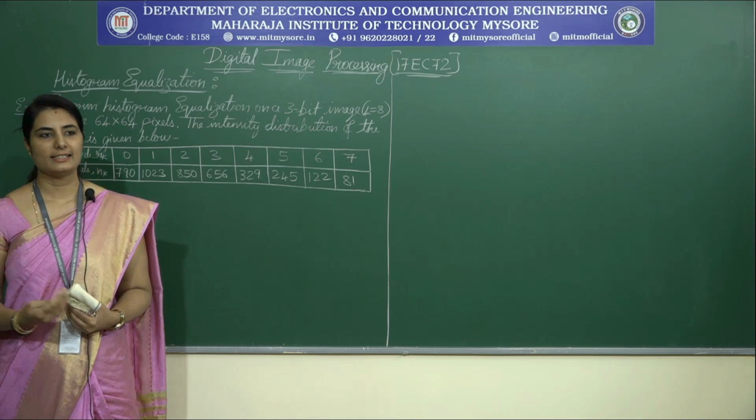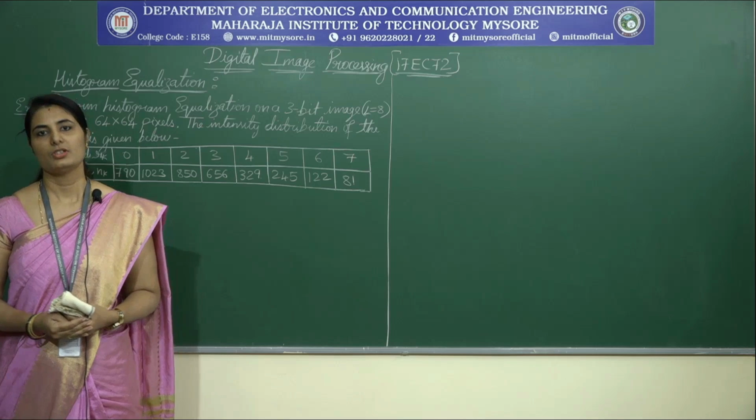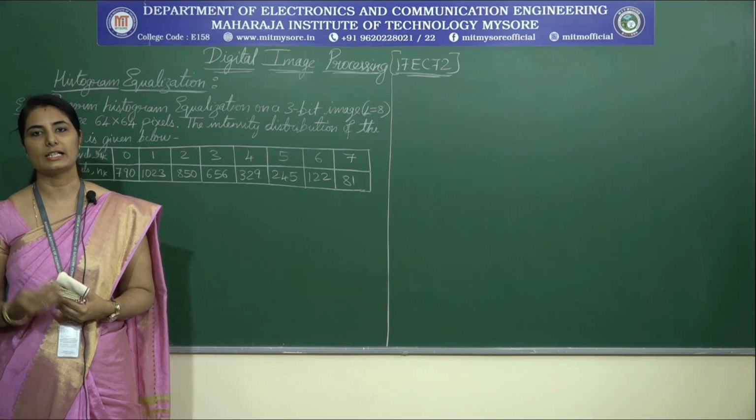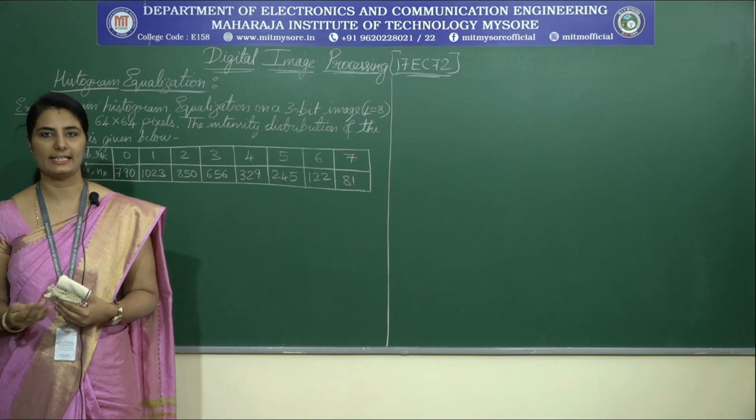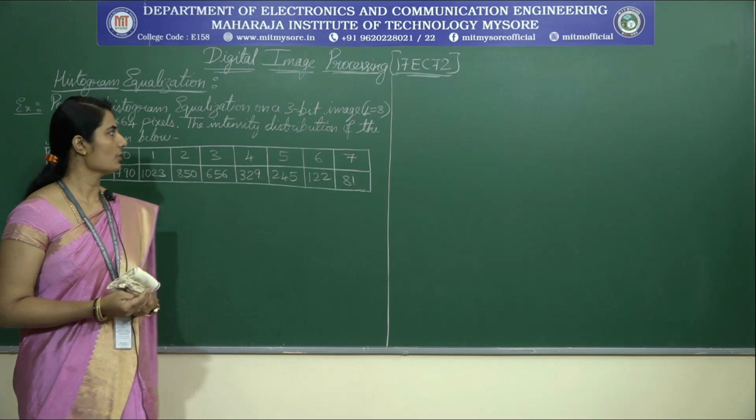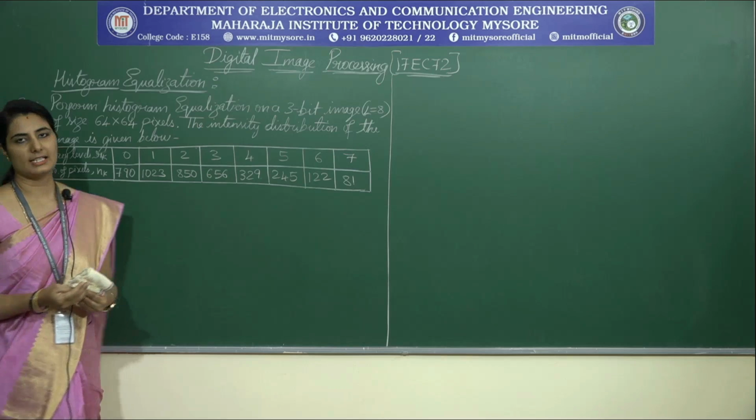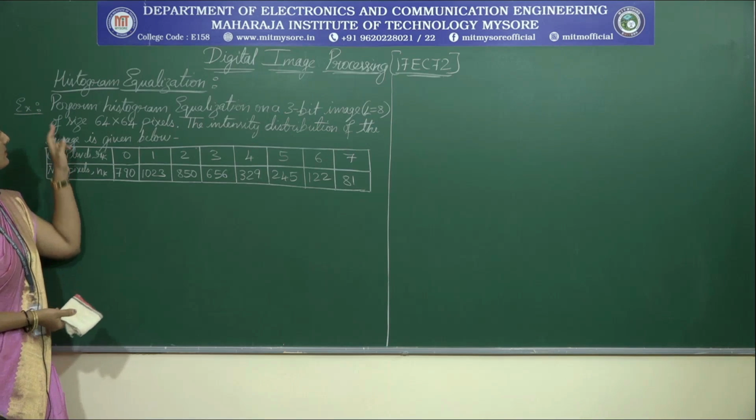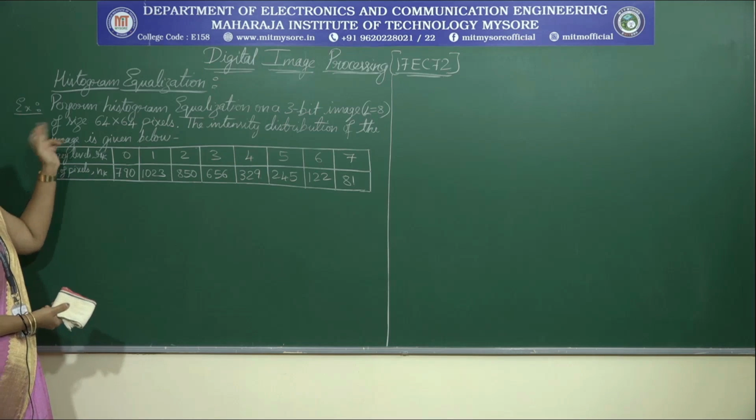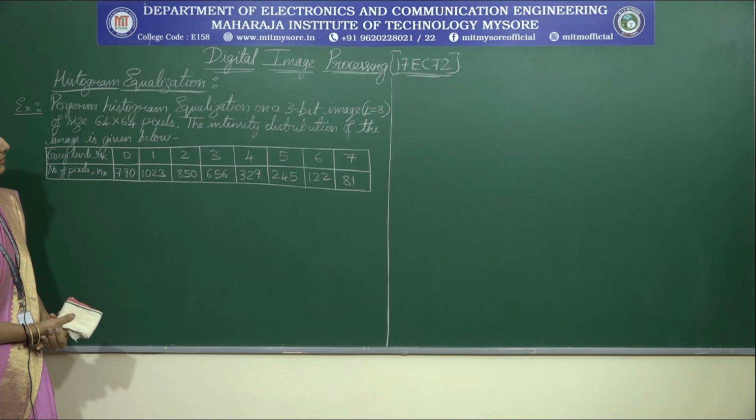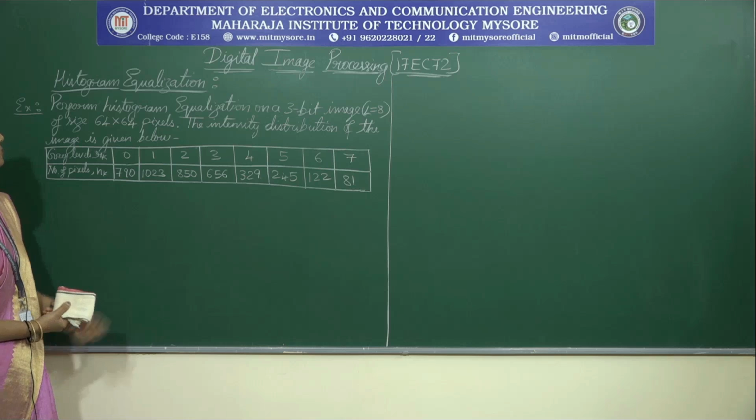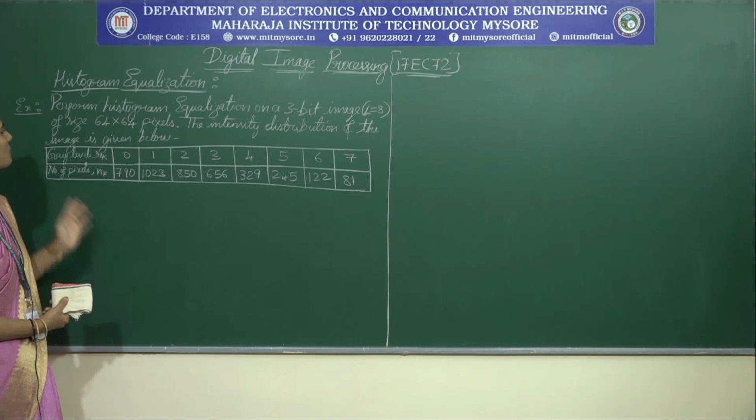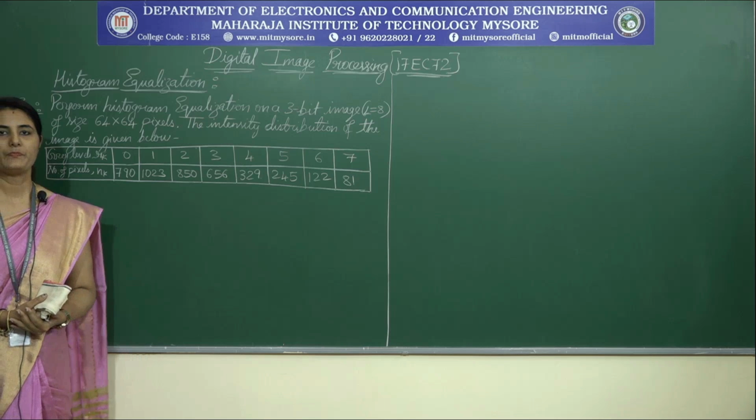In my last class I discussed histogram equalization. Also I derived expressions for histogram equalization for both continuous intensity levels and discrete intensity levels. Today I am going to explain histogram equalization with an example. Let us consider an example: perform histogram equalization on a 3-bit image of size 64 cross 64 pixels. The intensity distribution of the image is given below.